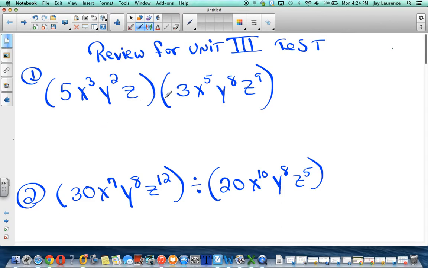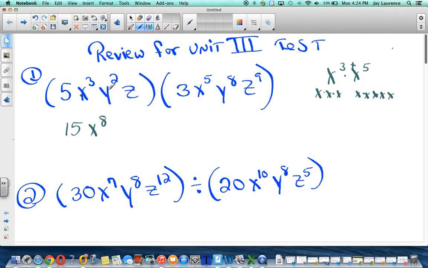All right, I'm multiplying these monomials together. And remember, when I multiply like bases, I add the exponents. The first thing I do is multiply the 5 and the 3 and get 15. Then I multiply x cubed times x to the 5th. That would be x to the 8th. You could say this is x times x times x, and this is x times x times x times x times x, which is x to the 8th. Or you could say, like bases multiplication, I add the exponents.